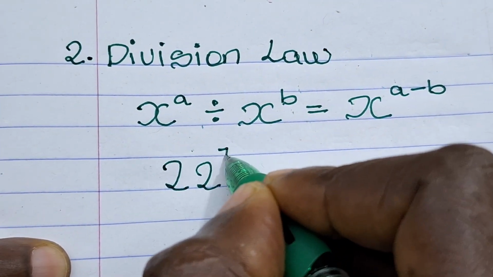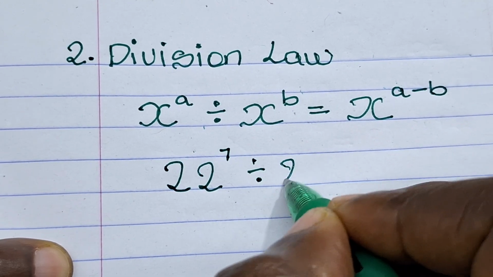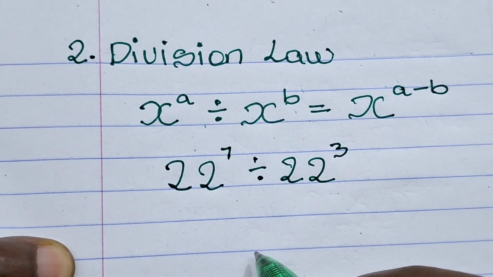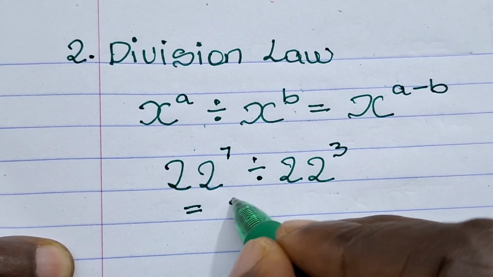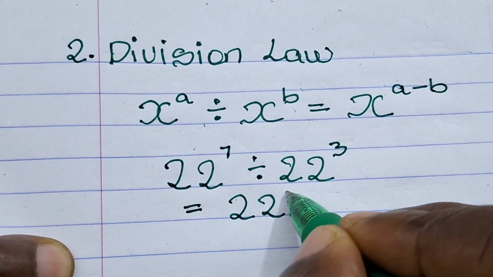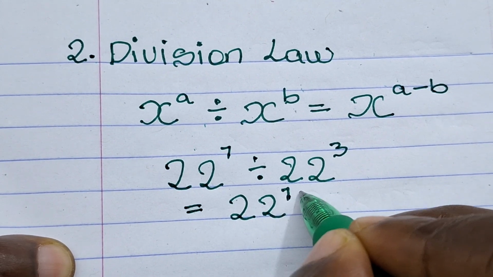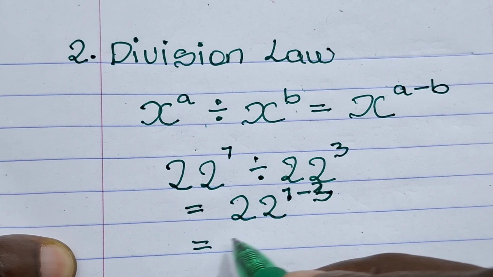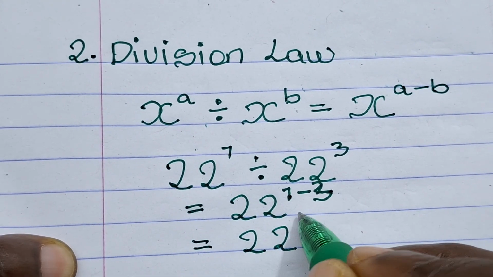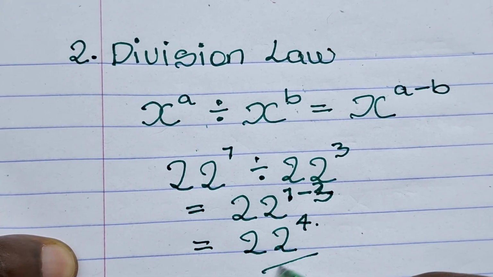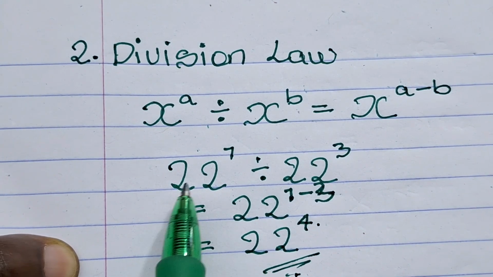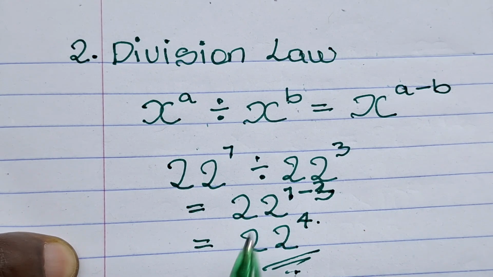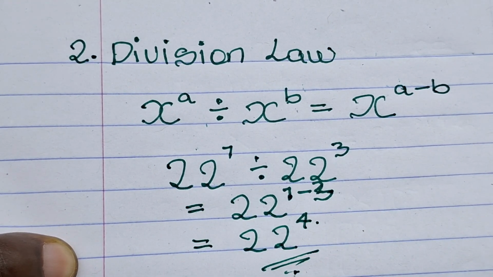Let's take an example of 22 raised to the power of 7 divided by 22 raised to the power of 3. So because they are dividing each other, you pick one of the bases, which is 22. You have 7 minus 3 in this case, and it becomes 22 raised to the power of 4, and you are done. Because the bases are the same and you're dividing, just subtract the powers. 7 minus 3 is 4.